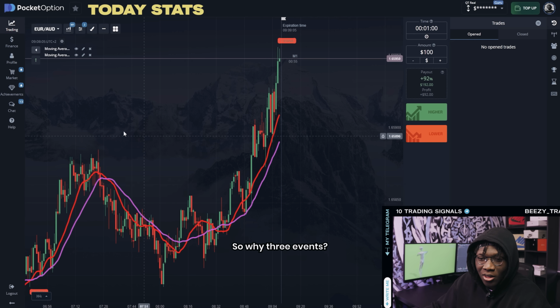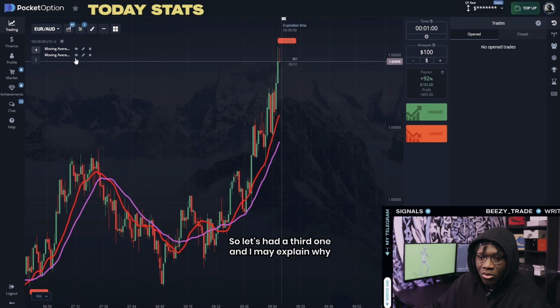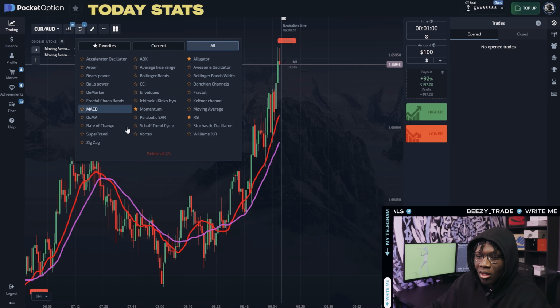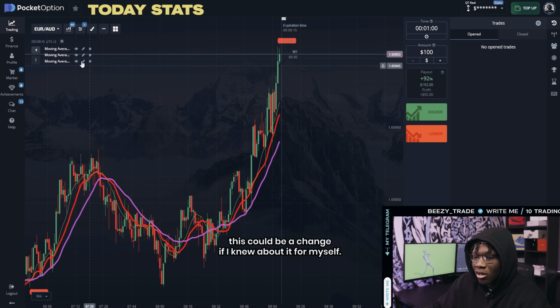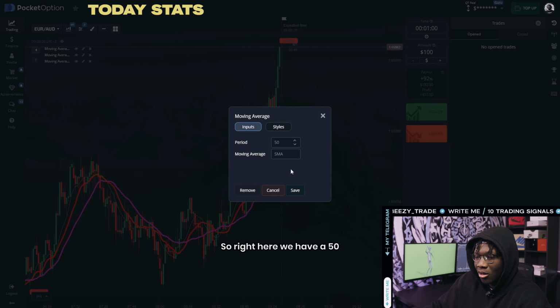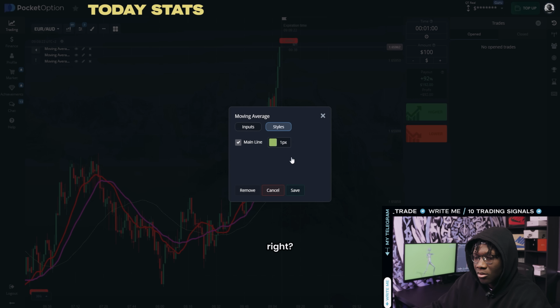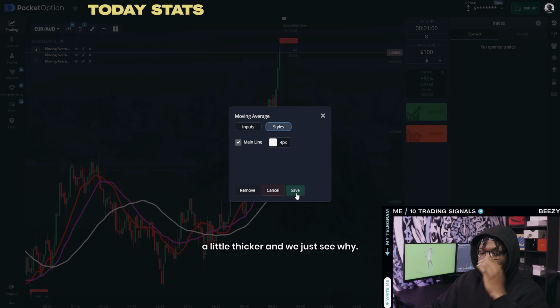So why 3 SMAs? Let's add a third one, and I'm going to explain why this could have been a game changer if I had known about it myself. Right here, we have a 50 SMA. Let's make it white, a little thicker, and save it.